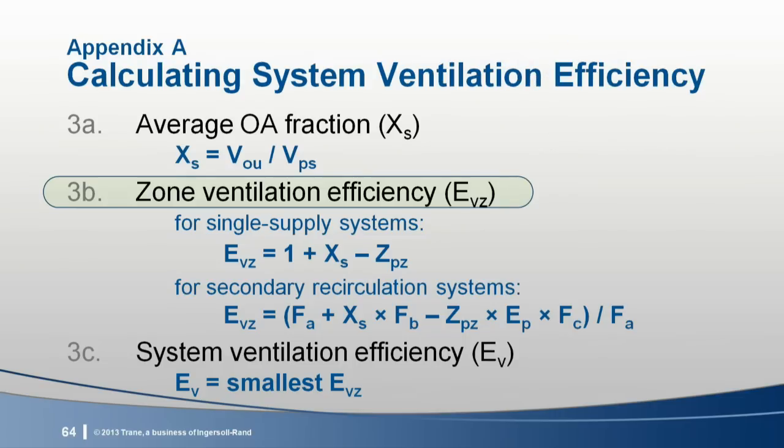Step 3B is to calculate ventilation efficiency for each zone. This represents how efficiently the system delivers outdoor air from the system level intake to each individual breathing zone. As I mentioned, this calculation is simple for systems with a single recirculation air path, but more involved for systems with a secondary recirculation path.